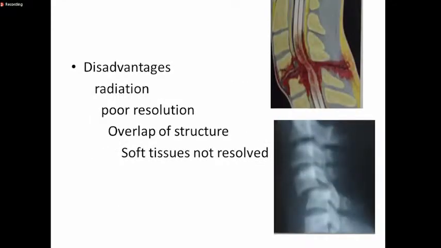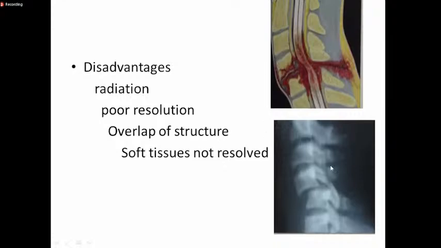There are disadvantages that we have. One is that we are using radiation, so we need to be careful with that. Resolution, in other words, differentiating one part from the other, is really poor. Structures tend to overlap and make diagnosis very difficult, and soft tissues are not resolved in this modality.